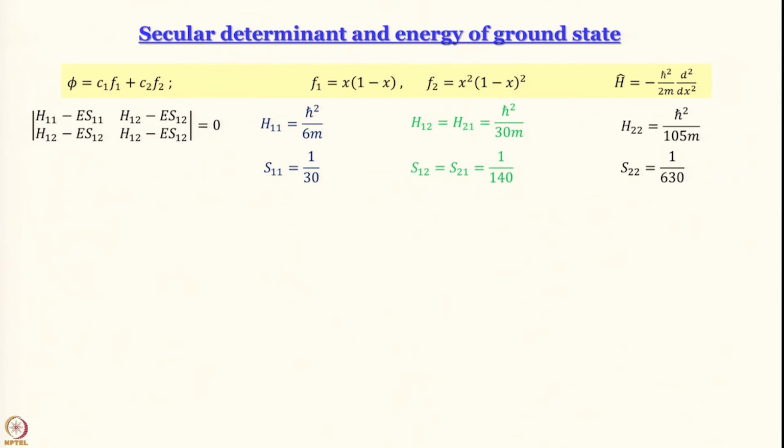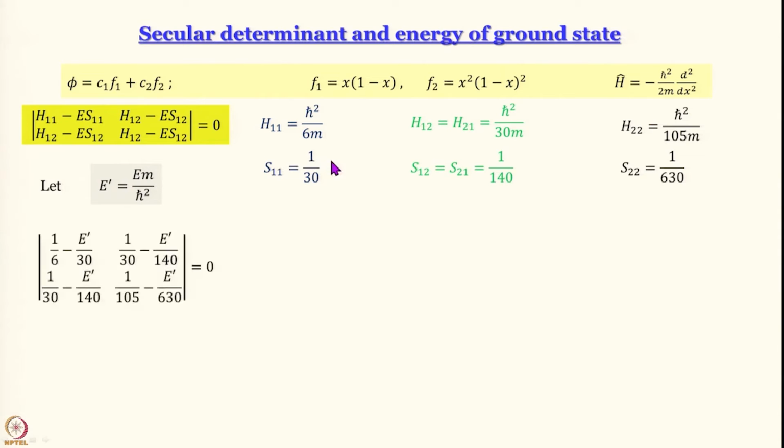I take all these expressions and I plug them into this secular determinant. While doing that, it helps if I work in terms of E dash, which is Em by h cross square, and you can see why. H11, what is H11? h cross square by 6m minus E into S11, so minus E by 30. So, naturally this m will go up, and so the expression just becomes a little simpler if I write E dash equal to Em by h cross square, and this is the determinant I get, which is equated to 0.